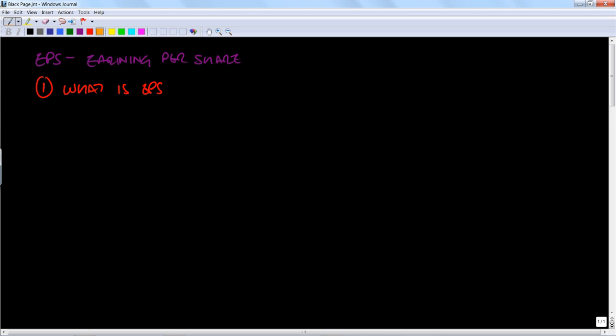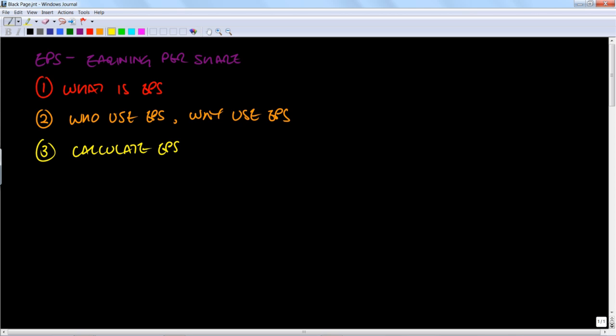The next thing I'd like to achieve is to explain to you who uses earnings per share, and maybe also explain why. Why do they use EPS as a measure? What do they use EPS for? Okay. Lastly, what I would like to do is go through with you how to calculate earnings per share. So how do we work out the EPS figure? Okay. So if we start at the very beginning, what is earnings per share?